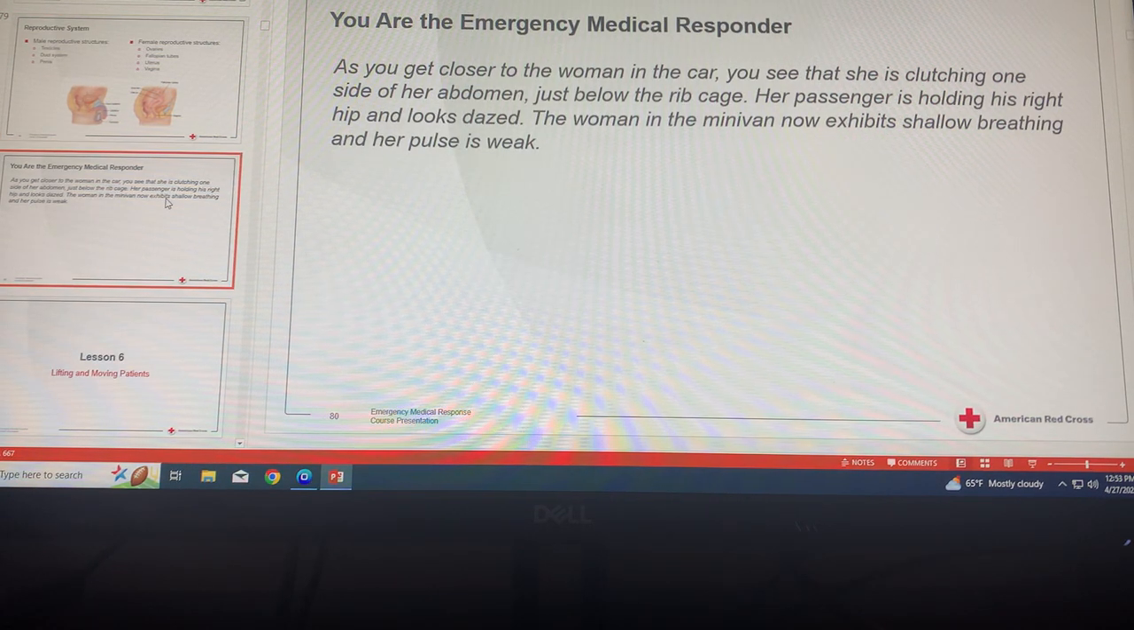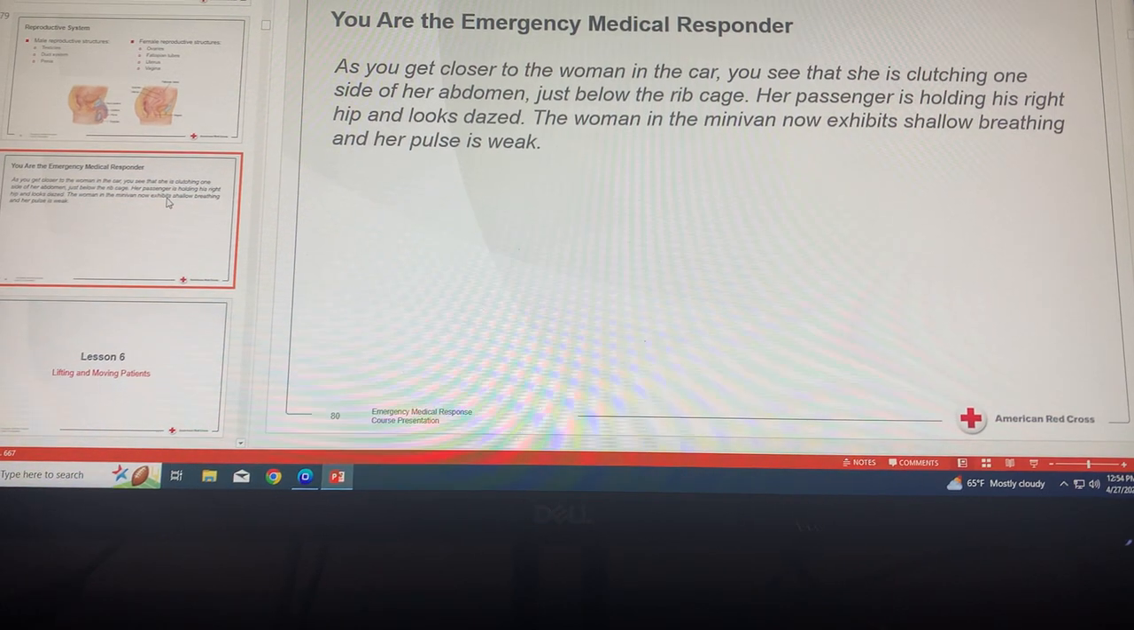So on the next slide here, this is something that we are going to be discussing in person. Okay, here's a scenario. You are the emergency medical responder. As you get closer to the woman in the car, you see that she is clutching one side of her abdomen, just below the rib cage. Her passenger is holding his right hip and looks dazed. The woman in the minivan now exhibits shallow breathing and her pulse is weak. What would you do in this scenario? This is a scenario that we will discuss in person.